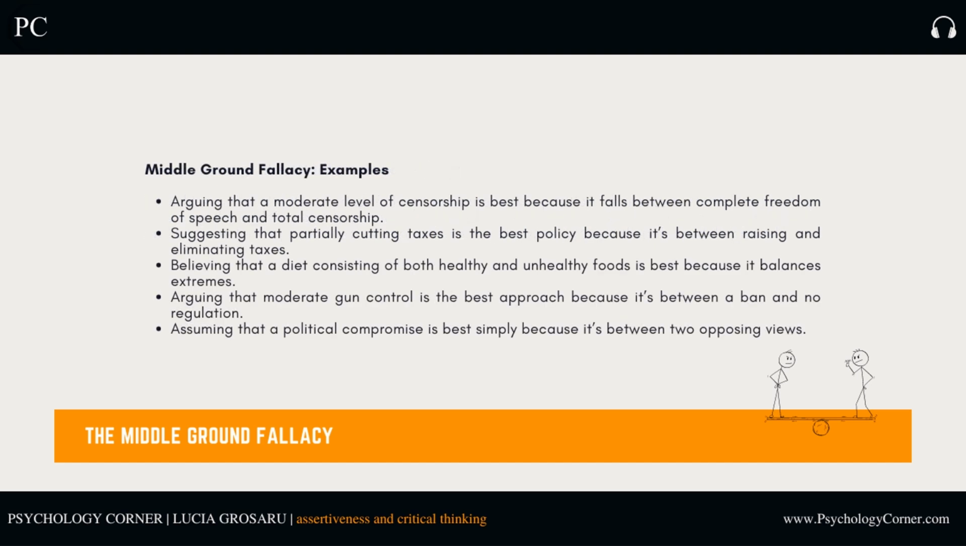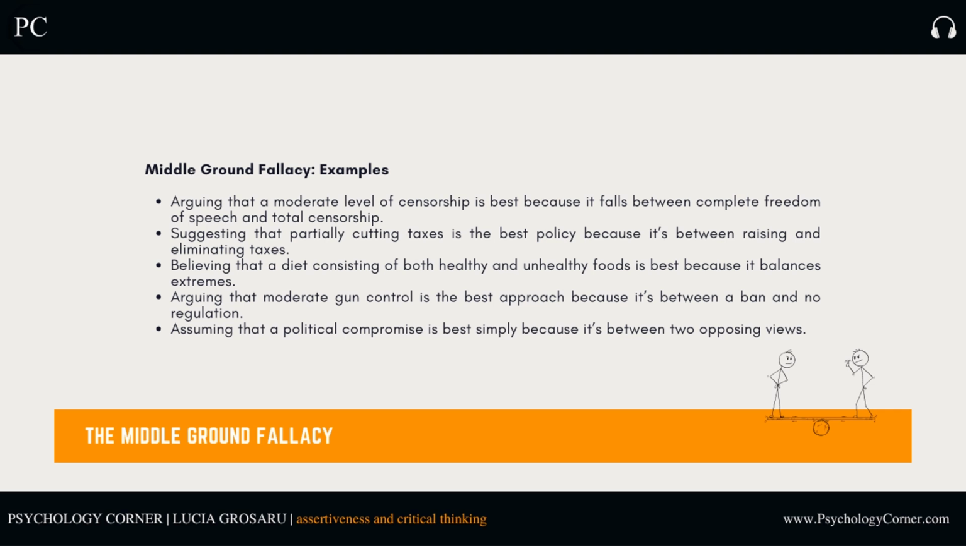Middle ground. Examples. Arguing that a moderate level of censorship is best because it falls between complete freedom of speech and total censorship. Suggesting that partially cutting taxes is the best policy because it's between raising and eliminating taxes. Believing that a diet consisting of both healthy and unhealthy foods is best because it balances extremes.